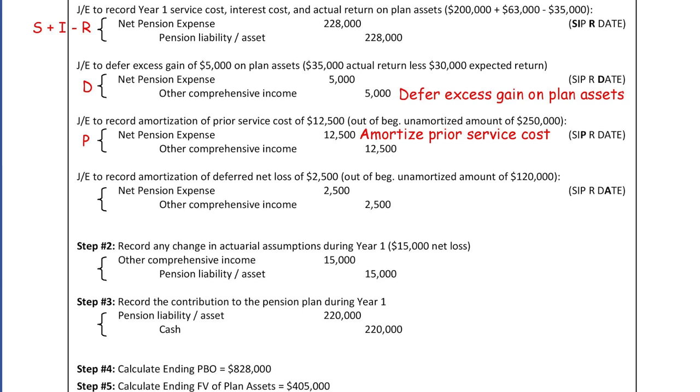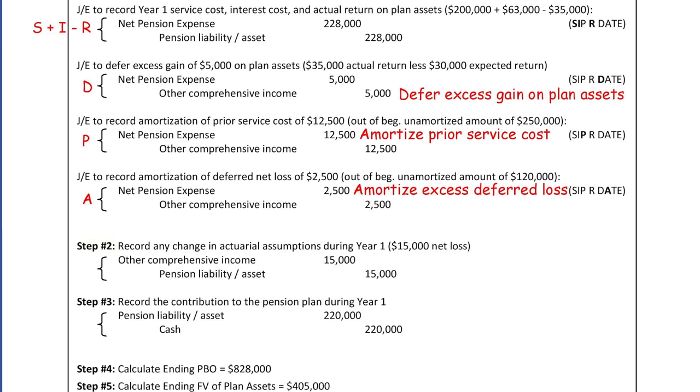The next journal entry, that's to record amortization of deferred net loss of $2,500 via the corridor approach. So write A there and write amortize excess deferred loss. So when you're amortizing a loss, that increases the pension expense and the credit is to OCI on your comprehensive income statement, which then flows into accumulated OCI on your balance sheet. So that's all about step number 1.